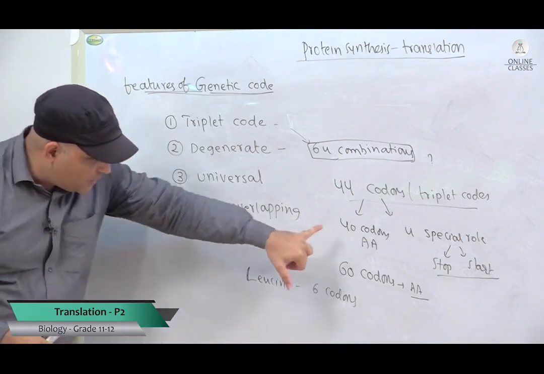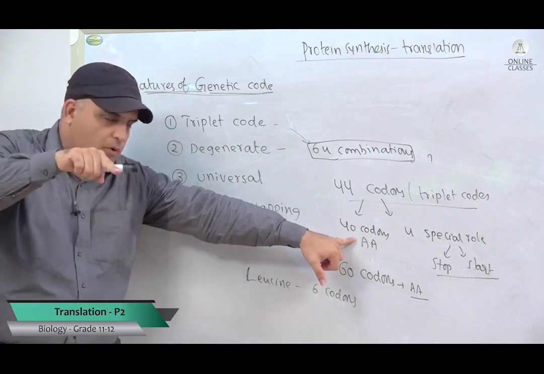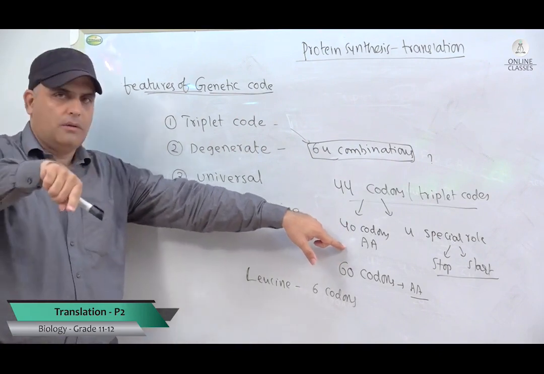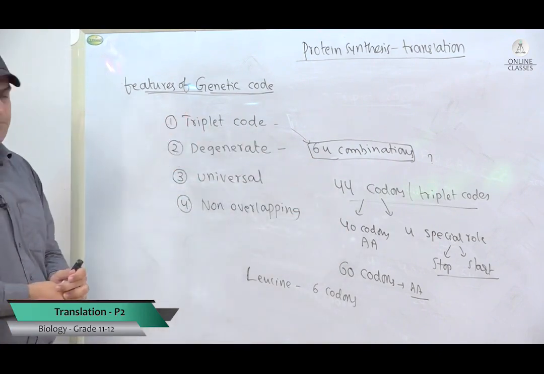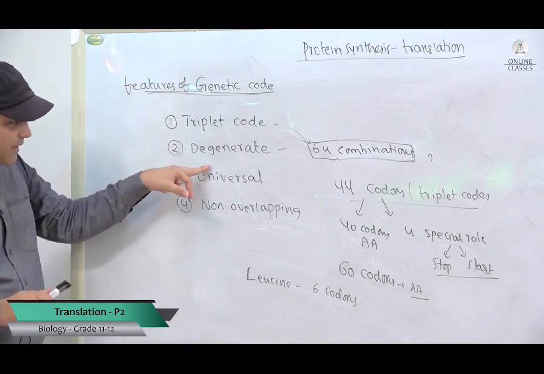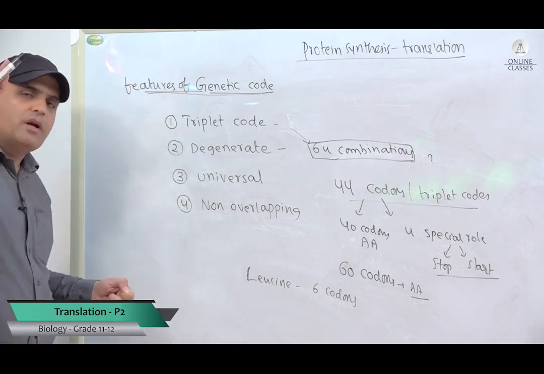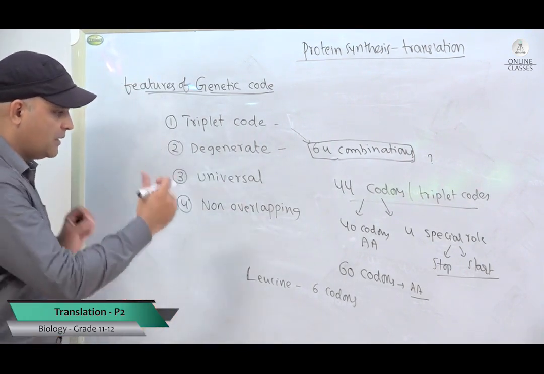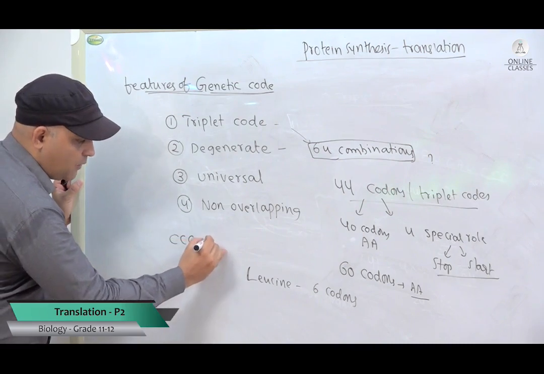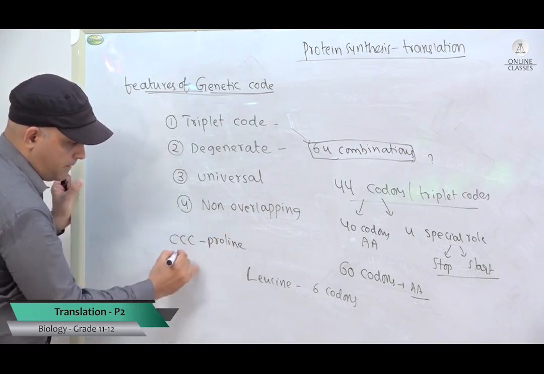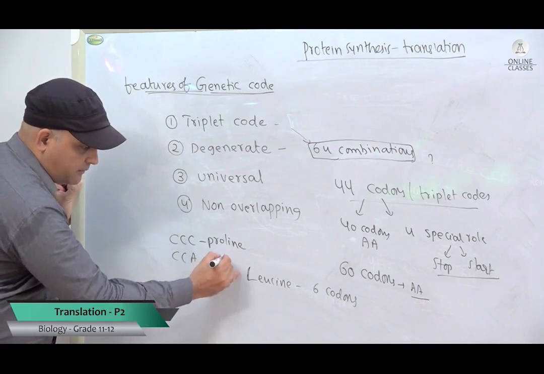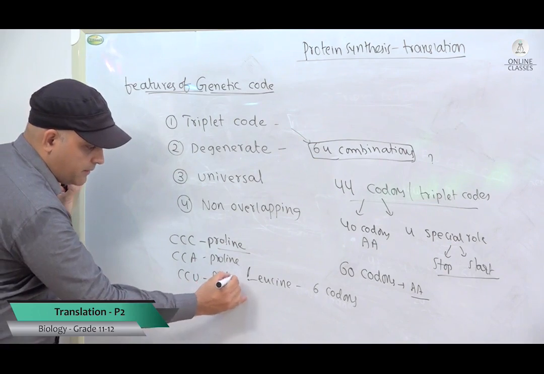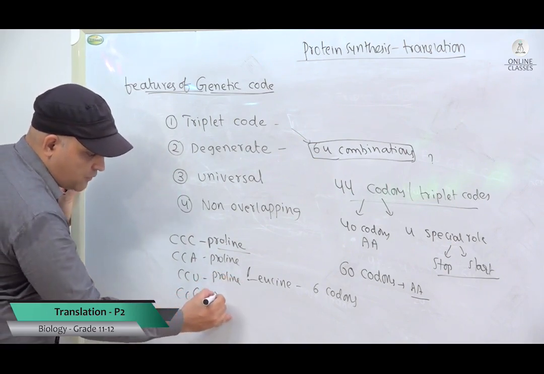Same thing, each amino acid is given more than one name, or you can say more than one codon, not name, sorry. Each amino acid is given more than one codon, so that they are called for translation. So again I repeat, degenerate code is each amino acid has more than one codon. So you might say, what's the advantage of this? Can you explain a little bit better? For example, CCC codes for proline, CCA also codes for proline. Proline is an amino acid. CCU also codes for proline, as well as CCG.